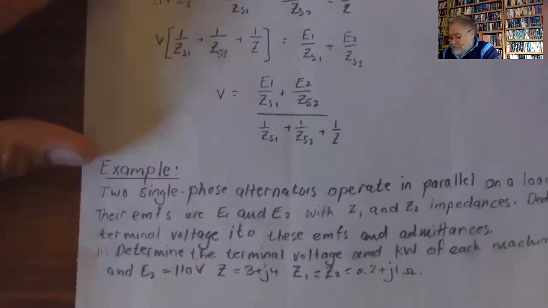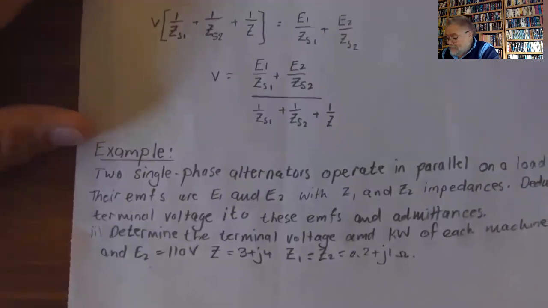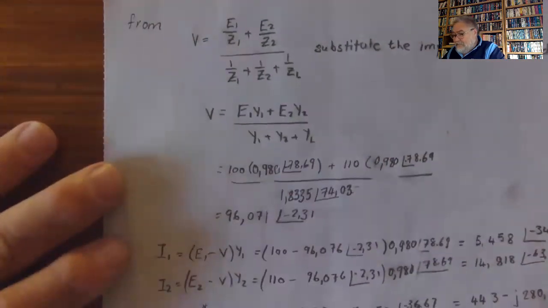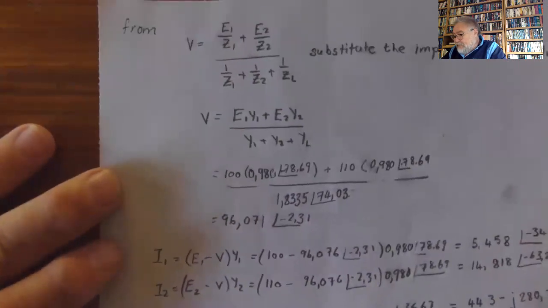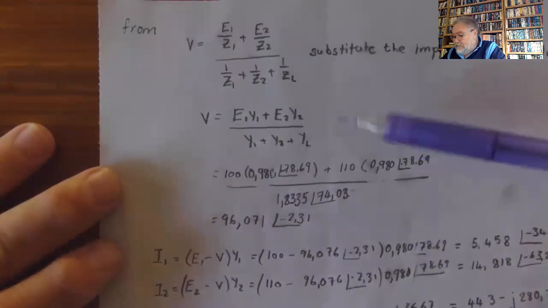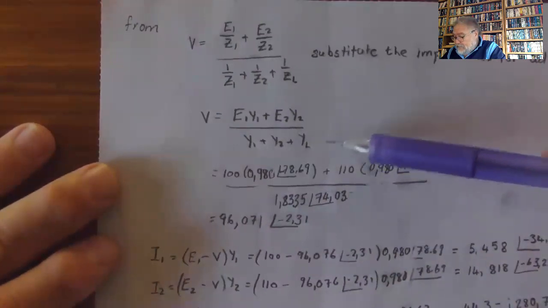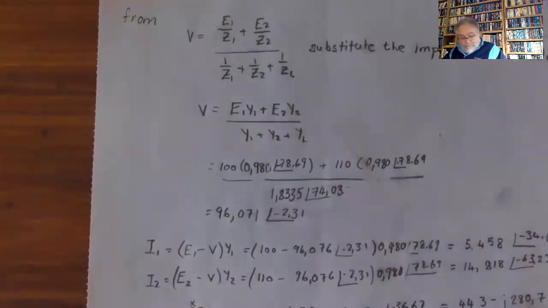Now let's look at an example. Two single-phase alternators operating in parallel on a load of Z ohms. The EMFs are E1 and E2 with Z1 and Z2 their impedances. Deduce the terminal voltage in terms of these EMFs and the admittances. Now, if we look at that, you can say 1 over Z1 is Y1. Therefore, we get V is equal to E1 Y1 plus E2 Y2 divided by Y1 plus Y2 plus Y load.